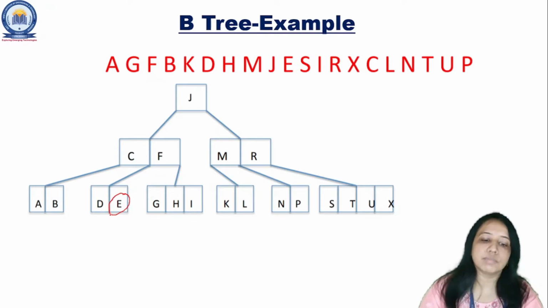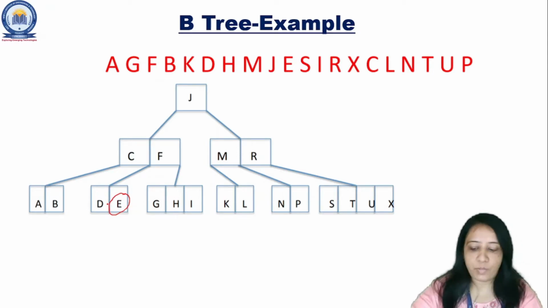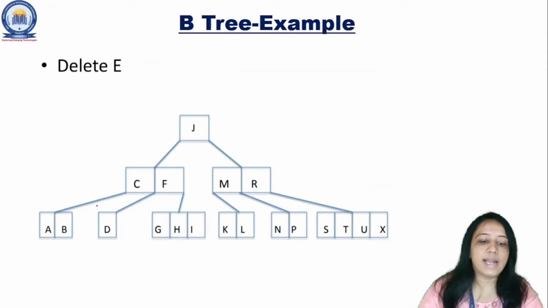If we delete the E, then only one key is left here, and that is not possible. You can see that only D is there. So what do we need to do? We can borrow from the neighbor. Here G, H, I, three keys are there. But what happens if you borrow from that?